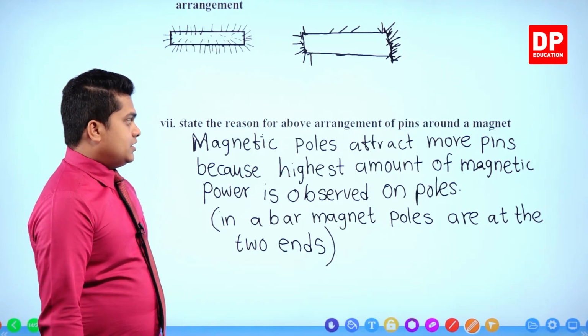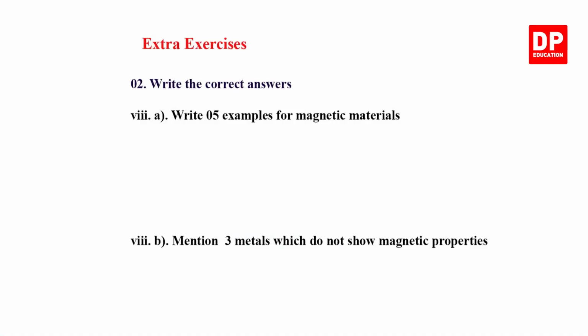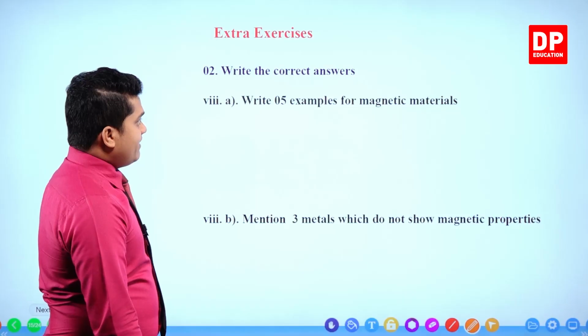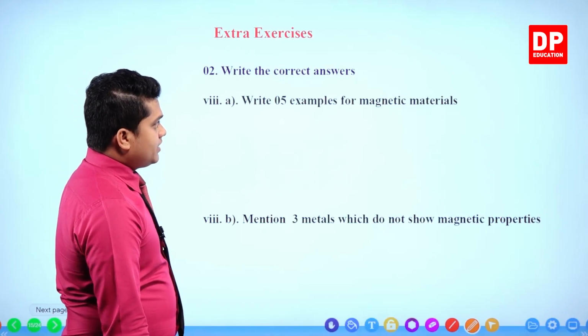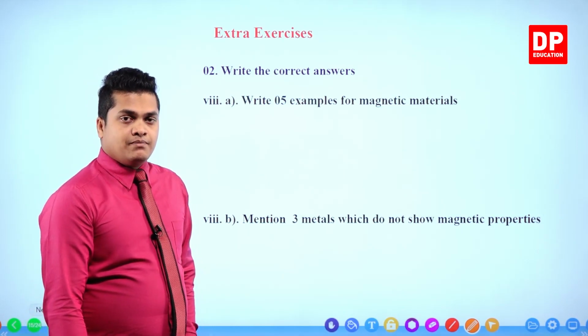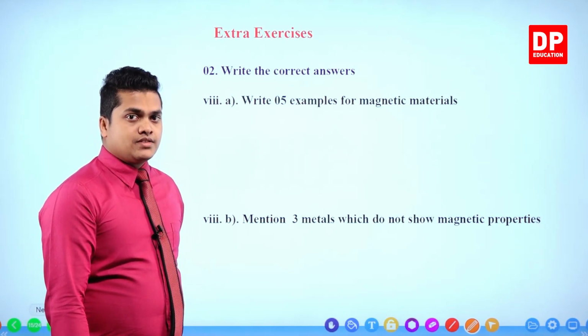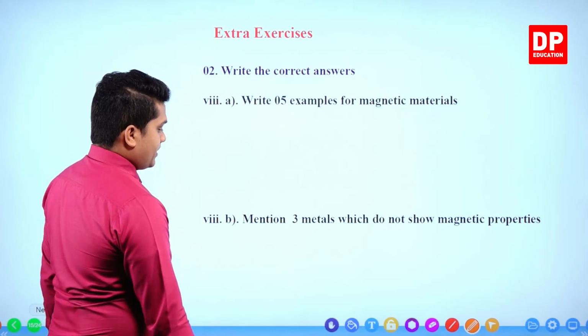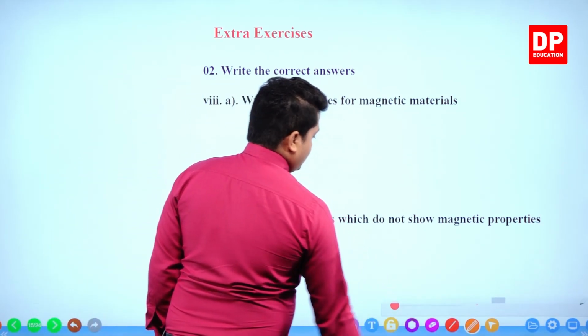Right. So we'll move on to the next question then. Write the correct answers. The question number 8. Write 5 examples for magnetic materials. So you can write these materials.